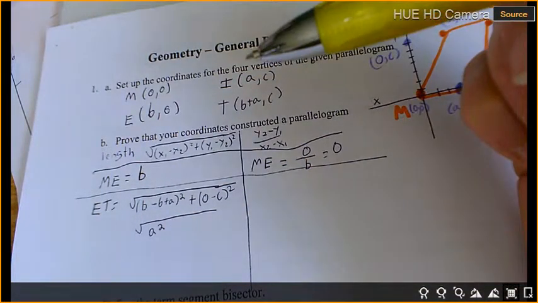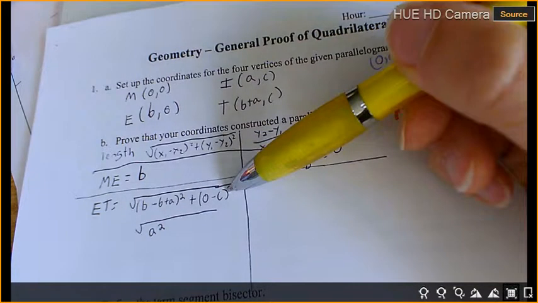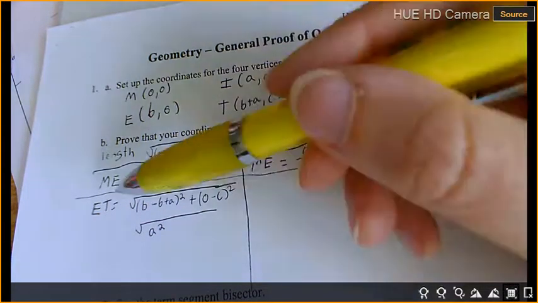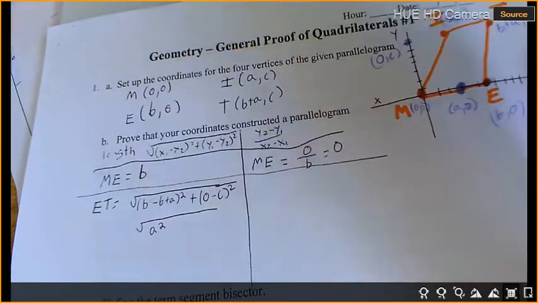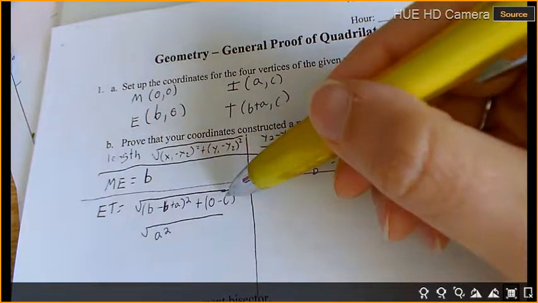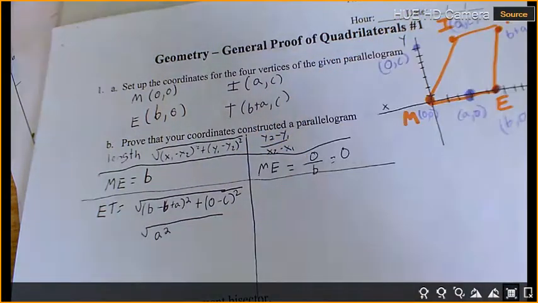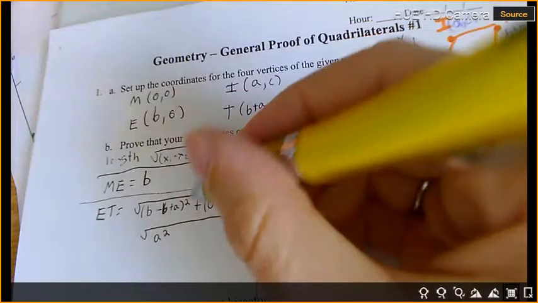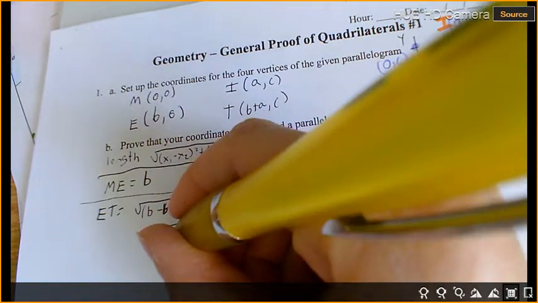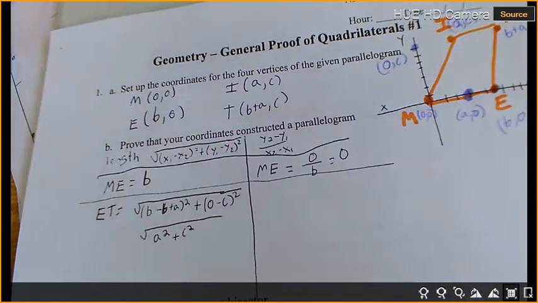What's on the other part of that one? Is the answer just a squared? No, the 0 minus c. This is b minus b plus a, squared, plus 0 minus c, squared. What is 0 minus c? C. So plus c squared. That's my answer. I'm done.